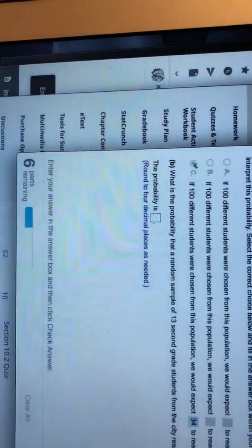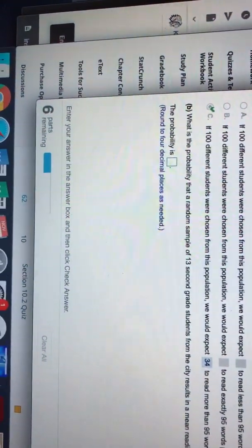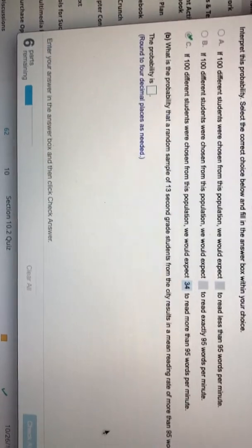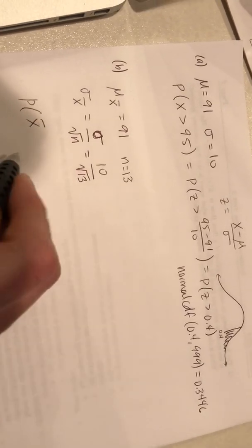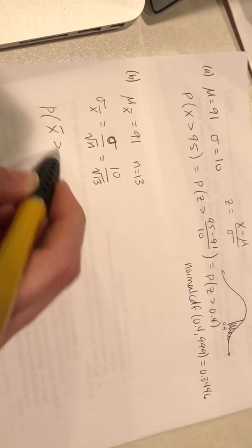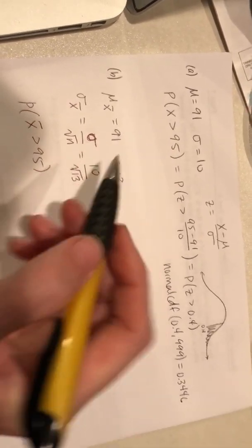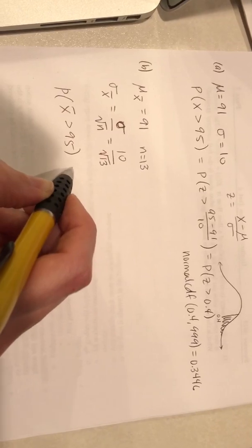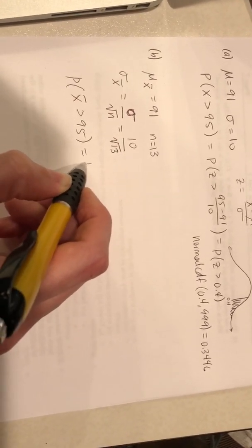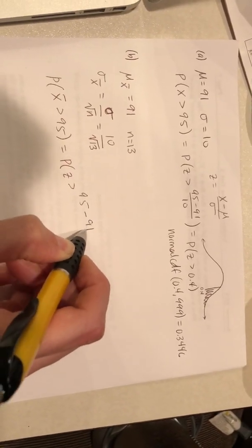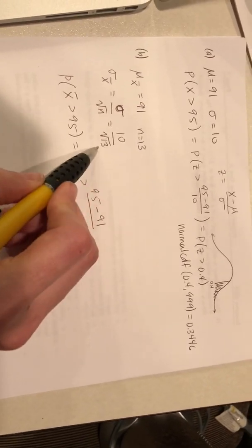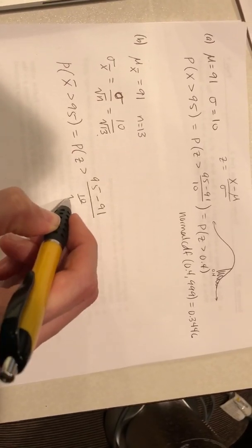So again, I want to know what is the probability that these 13 students selected will have a reading rate of more than 95 words per minute. So it's the same scenario as before, only we're looking at 13 students instead of just one. So I need the probability that x bar this time, because I'm looking at the mean of 13 students, is greater than 95 instead of just x as it was for part A. So to find the z that correlates with this sample mean, I take 95 and I subtract the population mean 91. I divide by the standard deviation for the sample mean, 10 over the square root of 13.